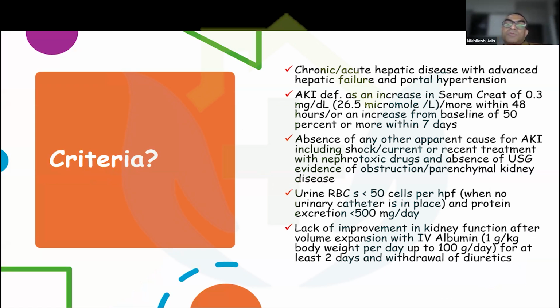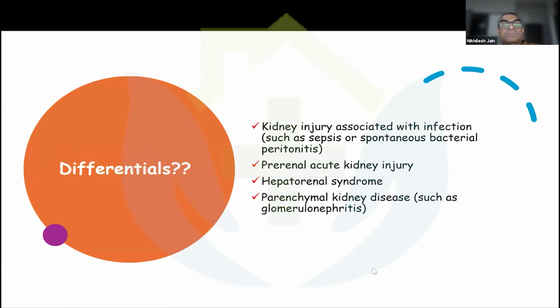And of course, lack of improvement in kidney function after volume expansion with IV albumin for at least 2 days along with diuretic withdrawal. The common differentials that can come into this would be a kidney injury associated with infection, such as sepsis or spontaneous bacterial peritonitis. You can get a pre-renal AKI. These patients can be having hepatorenal syndrome, which is what we are discussing. And there may be a coexistent parenchymal kidney disease, such as a glomerulonephritis.